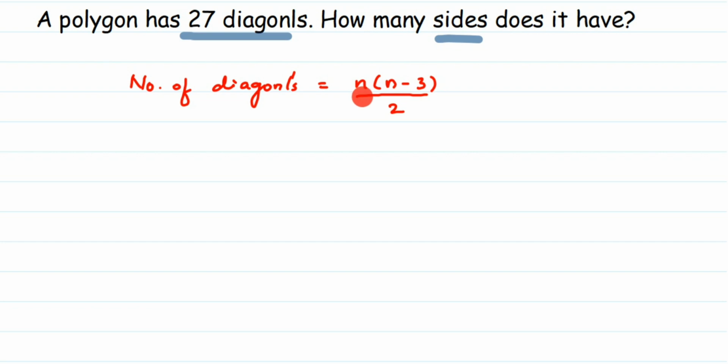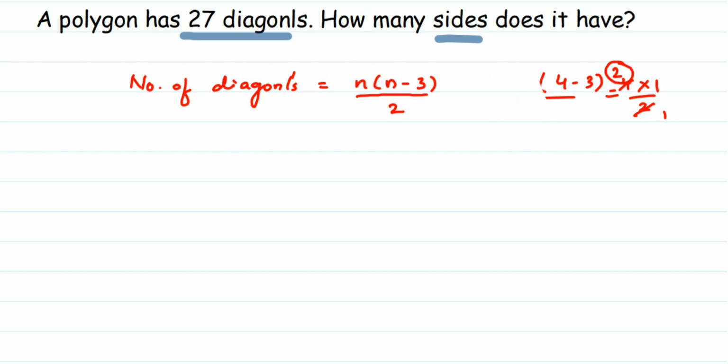So suppose we have a rectangle that has 4 sides. If I put 4 here in place of n, I'll get the number of diagonals. It's 4 into 4 minus 3 by 2. So 4 minus 3 is 1, so we'll get 4 into 1 by 2. You can cancel 2 and 4: 2 ones are 2, 2 twos are 4. We got 2 as the answer, which means there are 2 diagonals for the rectangle. Like that, we're going to use this formula to find the number of diagonals.